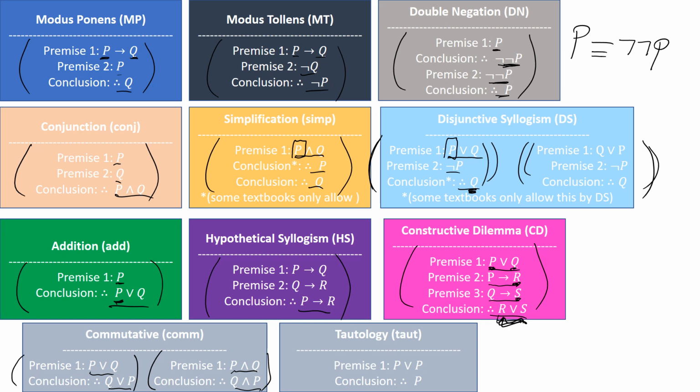And then we have our tautology. P or P, therefore P. It is raining or it is raining, therefore it is raining.